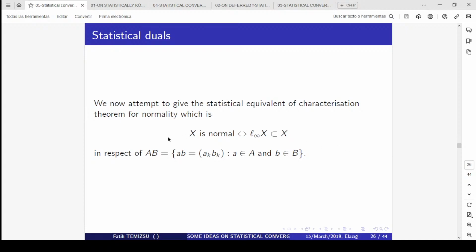And here we try to give a statistical equivalent of the characterization theorem for normality, which is: X is normal if and only if L infinity times X is included in X. Here AB is defined that way. If A and B are sets of sequences, then the product of these two spaces consists of the products of their members.